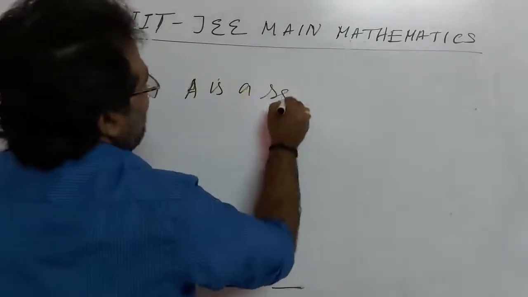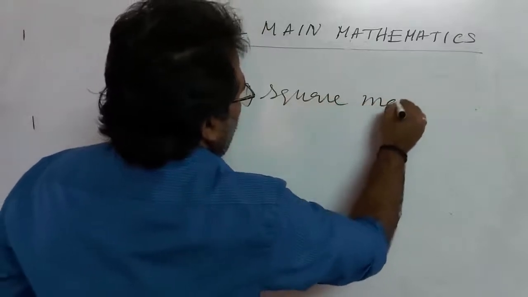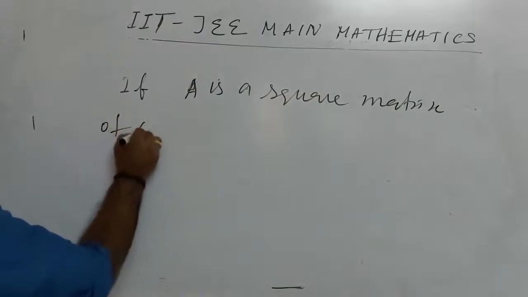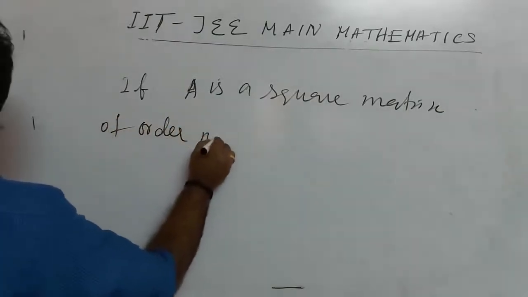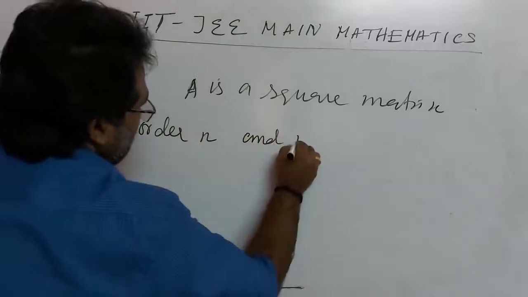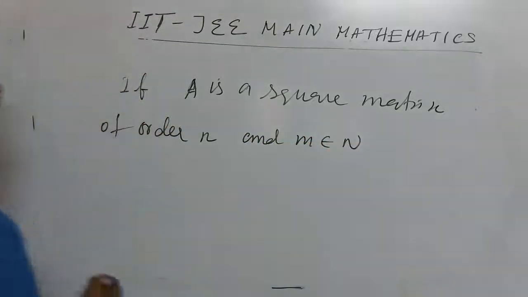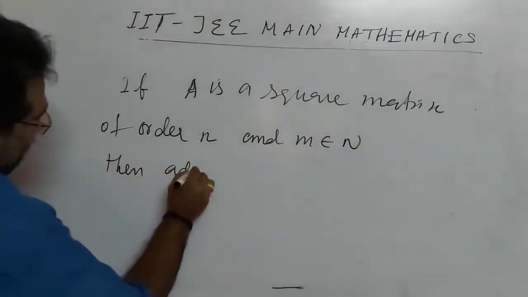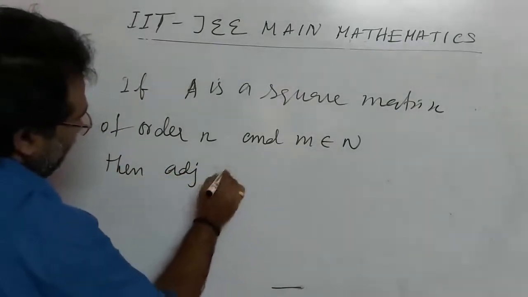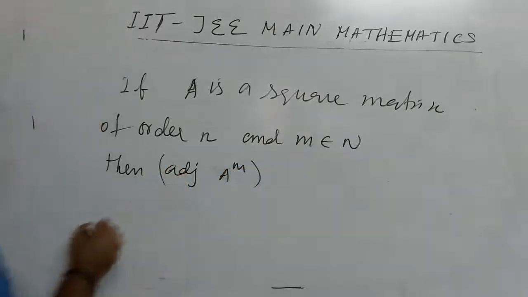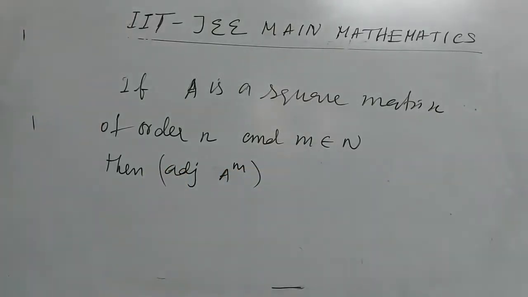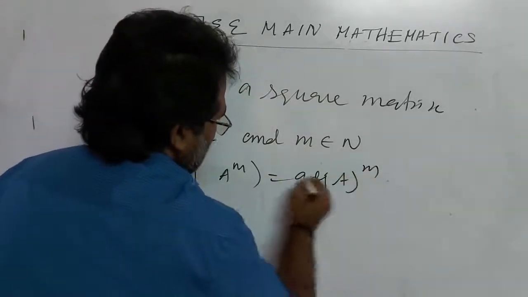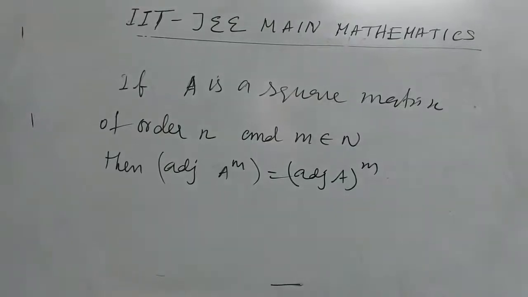If A is a square matrix of order n and m belongs to N, adjoint of A power m equal to adjoint A whole power m.